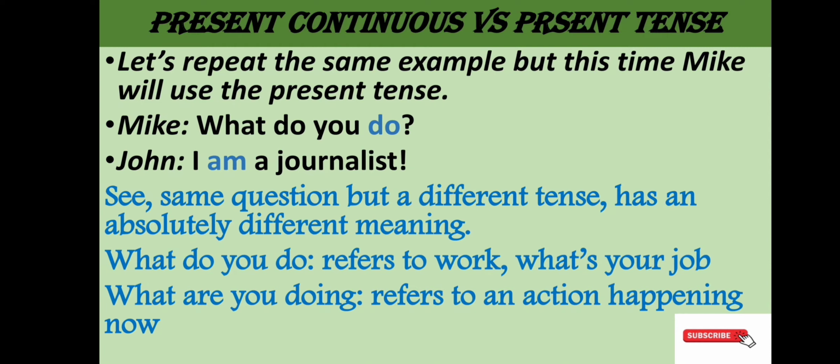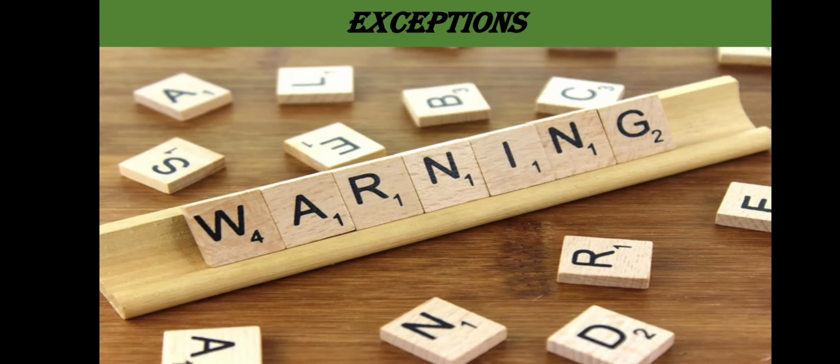He's not going to answer, I am eating ice cream. No, he is a journalist because the question is in present tense. He has to answer for what he does every day, which is his job. So he is a journalist. See, same question, but different tense, has an absolutely different meaning. What do you do refers to work. What's your job? What are you doing refers to an action happening now.